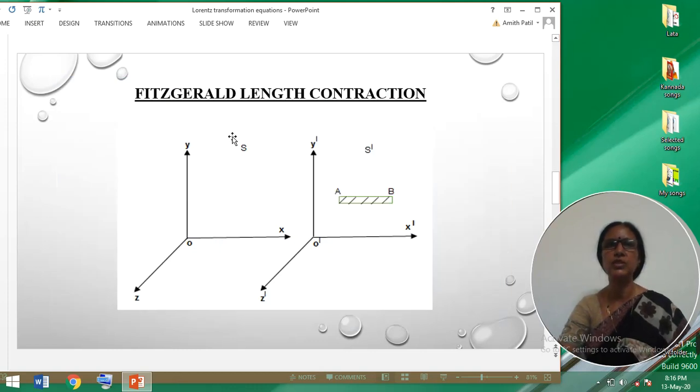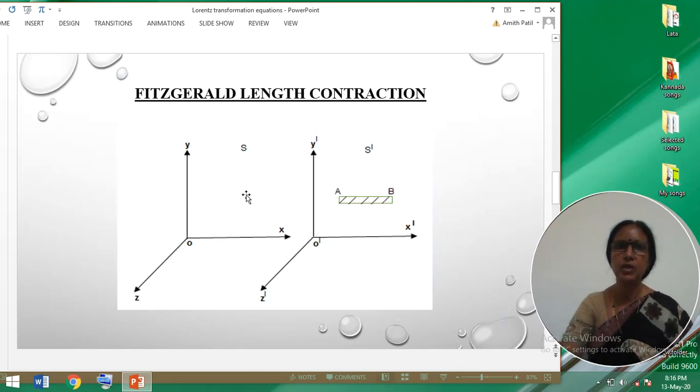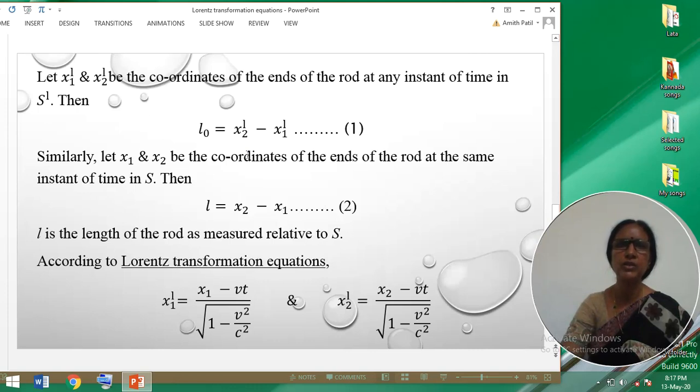Now I discuss about Fitzgerald length contraction. In this we are going to measure the length of this rod with reference to the frame S. For that, let us consider frame S' is moving with a constant velocity with reference to frame S along the positive x direction. Let AB be the rod which is at rest with reference to frame S'. Let us consider x1' and x2' be the coordinates of the ends of the rod at any instant of time. Then length of this rod can be written as L0 is equal to x2' minus x1'.